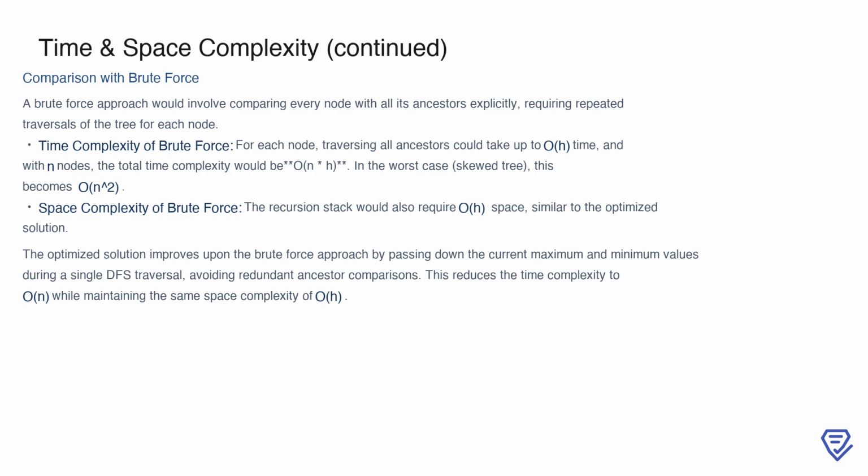The space complexity of the brute force method would still be O(h), as the recursion stack depth depends on the tree height. However, the optimized solution avoids these redundant ancestor comparisons by simply carrying the current maximum and minimum values down the tree during a single DFS traversal. This reduces the time complexity to O(n), while maintaining the same space complexity of O(h), making it significantly more efficient.